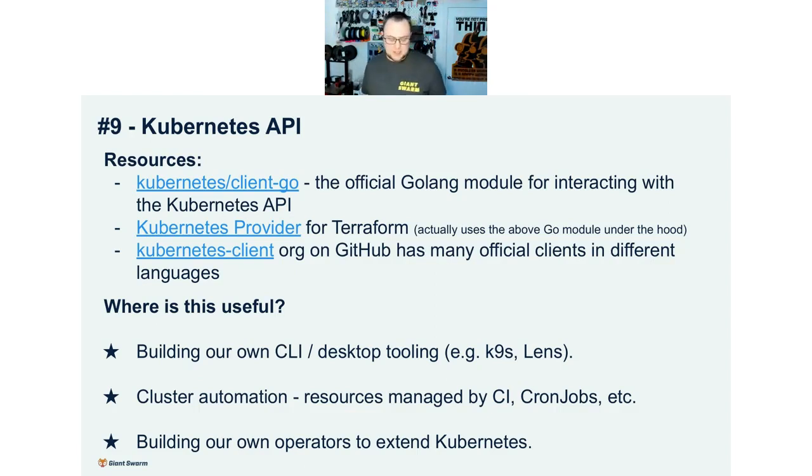If you're all in on Terraform, again, under the hood, that just uses the Go client as well. Then on GitHub, there is a kubernetes-client organization. Within that org, there are lots of repos for officially supported clients for many, many different languages. So there is a good chance that there is one for whatever language you write in.